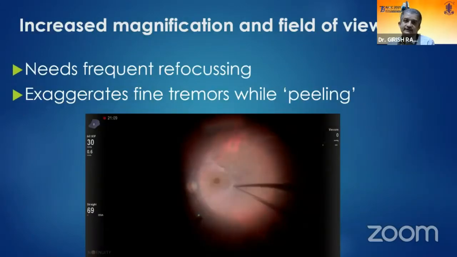Magnification is great. Everyone wants it, especially to see everything large. But what happens is when you're working in high magnification, you need to refocus very frequently. Even a slight change in the depth of focus compromises the view and actually ends up delaying or lengthening the surgeries. And obviously, if you have fine tremors, this gets highlighted much more under higher magnification.